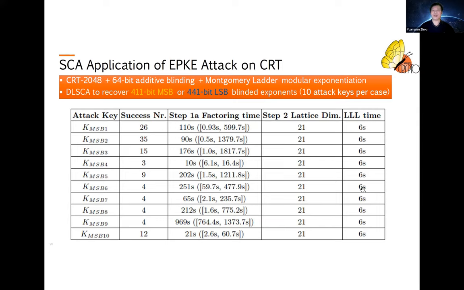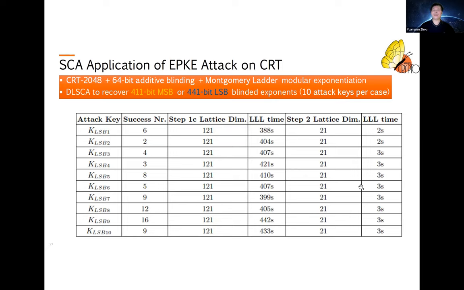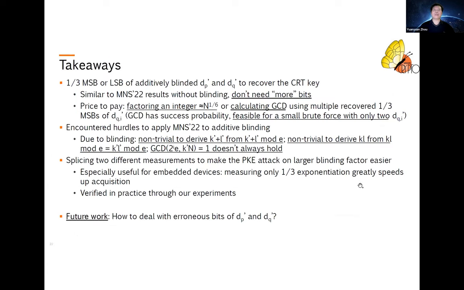In step one, the factoring time is within seconds or minutes. Also for the LSB case, we managed to recover all the full keys. So to conclude my talk, in this work, we managed to put forward the state of the art regarding additive exponent blending, using only 1/3 of the MSB or LSB of the additively blended DP prime and DQ prime to recover the full key. The results are similar to the Eurocrypt one, where blending is not present.